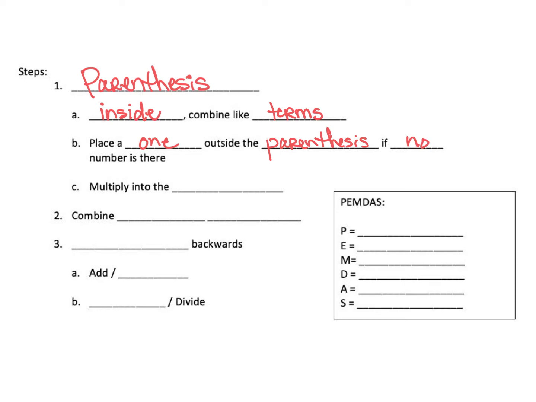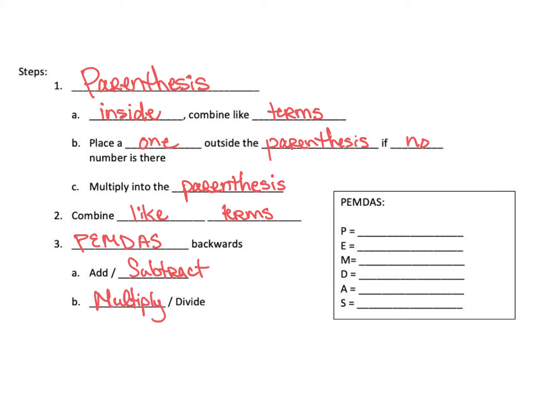And then if there is a number, we're going to take that number and multiply it into the parentheses. We're going to do the distributive property. After we do the distributive property, we're going to combine like terms. So again, red grapes, green grapes, numbers and letters. And then we're going to do PEMDAS backwards, which is add and subtract first, multiply and divide after.